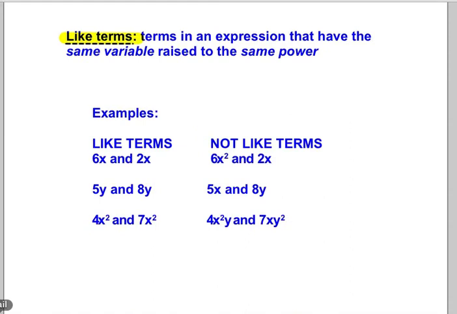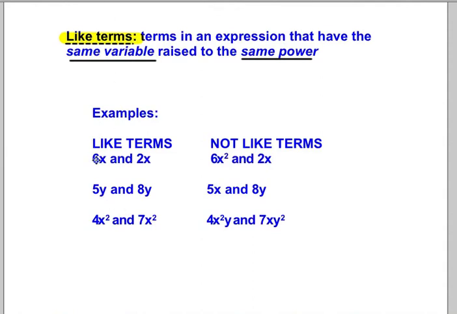Before we can learn how to combine like terms, we have to figure out what like terms are in the first place. Like terms are terms in an expression that have the same variable raised to the same power. So again, they have to have the same variable and the same power. The coefficient in the front does not matter.